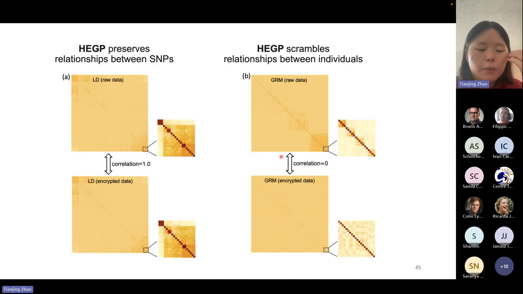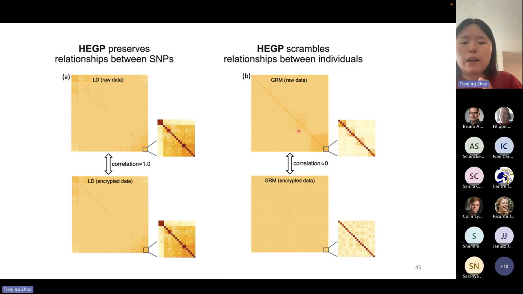Here is a very important property of HVGP. On the left is the LD matrix. The LD matrix is the relationship between SNPs. Say I have P SNPs, then the LD is a P by P relationship matrix. This is the LD matrix calculated using the raw data, and this is the LD matrix calculated using the encrypted data. We can see these two LD matrices are identical. So the conclusion here is that HVGP preserves the relationship between SNPs.